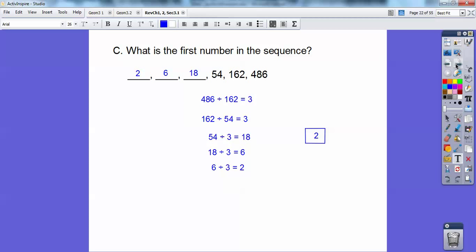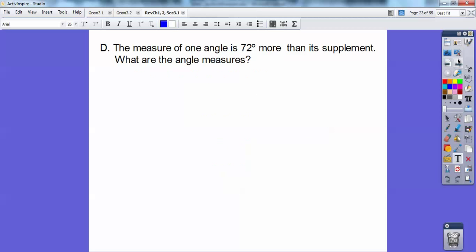So the first number in that sequence is 2. Okay, and if we went to the right, it went times 3, times 3, times 3, times 3, times 3, times 3, times 3. So going to the left is dividing.